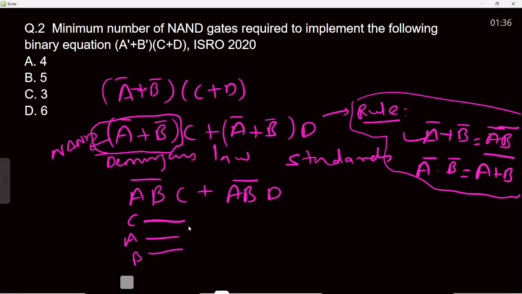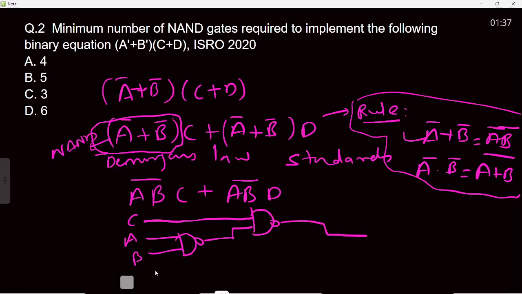Now this is a NAND gate, right? So in this there is a NAND gate. Then this NAND gate will be connected with this, because in between also we will be using a NAND gate, right? And we will be forwarding.